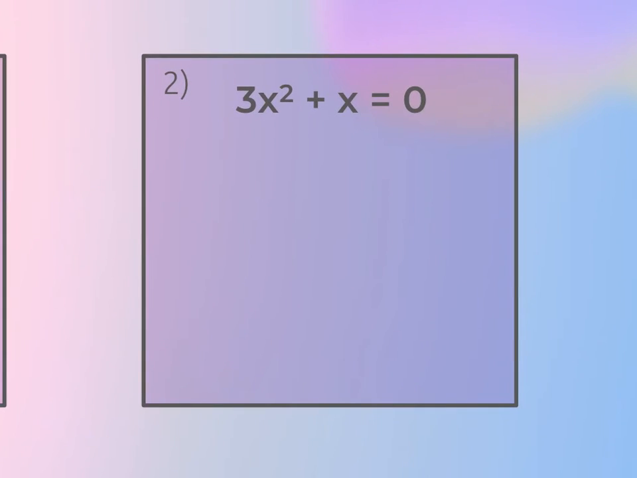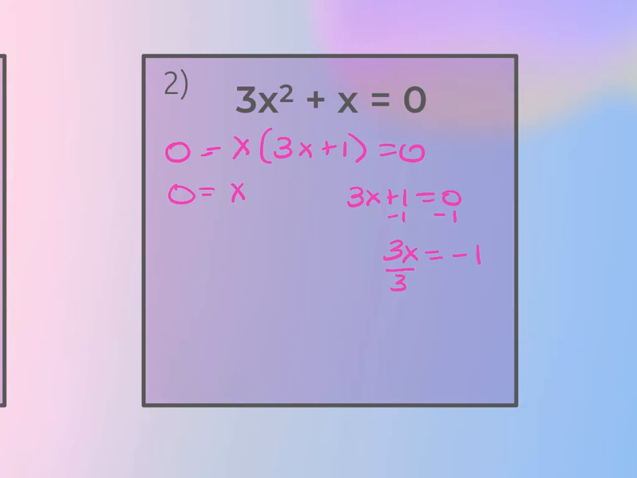Go to 2. Also already set equal to 0, but I have to factor it. How do I factor this one? Take out an x, and I get 3x plus 1. Then I set each of these equal to 0, and I get x equals 0. 3x plus 1 equals 0. Subtract the 1. 3x equals negative 1. Divide by 3. X equals negative 1/3. So I get negative 1/3 and 0.